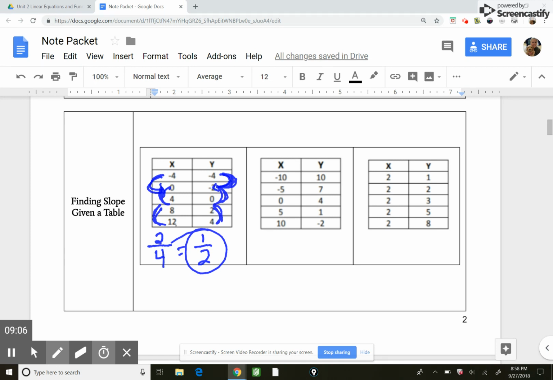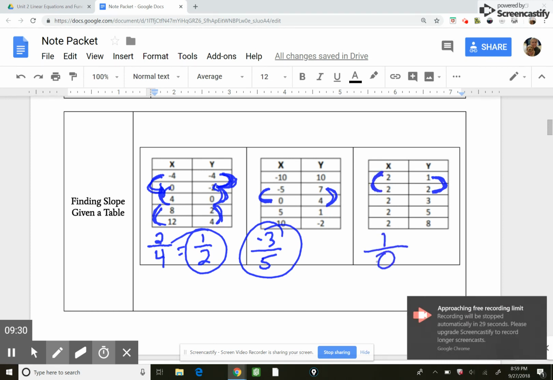So for the next one, I'll just pick something different. To go from 7 to 4, I went down 3. And then to go from negative 5 to 0, I would have to add 5. And that doesn't reduce. And then the last one, to go from 1 to 2, I have to add 1. And then to go from 2 to 2, there's nothing. And then remember, this gives you an error, so this is your undefined.